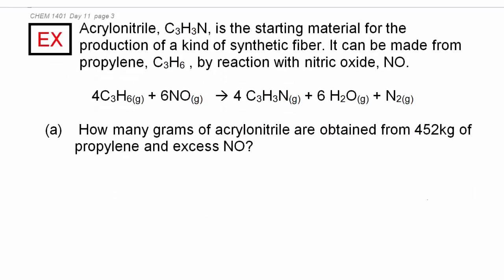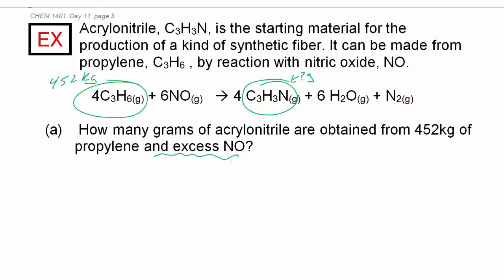Acrylonitrile is the starting material for the production of a kind of synthetic fiber. It can be made from propylene by reaction with nitric oxide. How many grams of acrylonitrile are obtained from 452 kilograms of propylene and excess NO? So we have 452 kilograms of this stuff. That's a lot. And they want to know how many grams of acrylonitrile we're going to end up with.